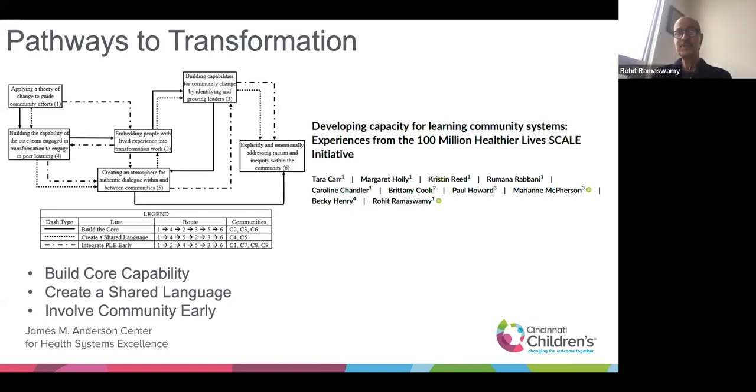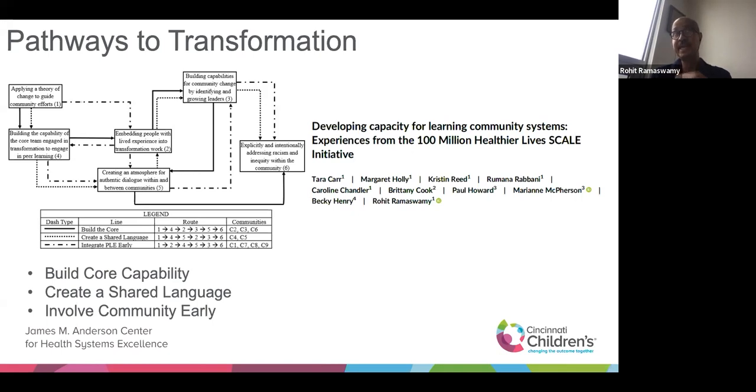And then the third piece was involving community early. Of course, because these were community coalitions, there was still kind of a gap between the members of these coalitions and the community members themselves. And so there were a set of communities that said, we can't really do this without bringing people with lived experience into our process right from the start. And that's the first thing we need to do.